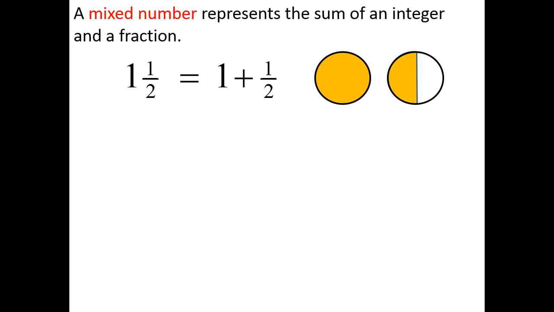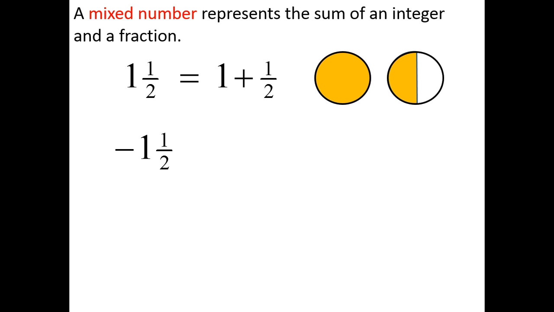A mixed number represents a sum of an integer and a fraction. 1 1/2 is an example of a mixed number. Implied in a mixed number's notation is a whole number plus a fraction. So when we see 1 1/2, it really means one whole plus 1/2 of a whole. And if you think about what that would look like if we drew a model for it, it might look something like this. If one whole is considered to be one whole circle, then we could have one whole circle plus half of a circle more.